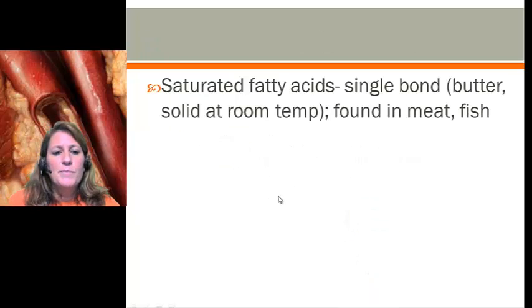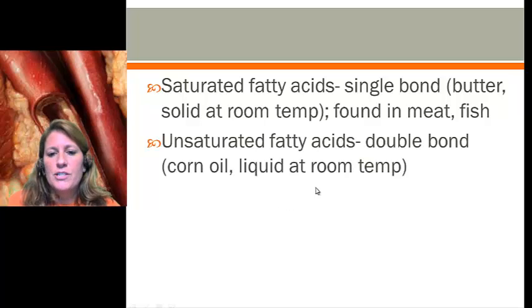Now there are 2 types of fatty acids. There are saturated and unsaturated. And it depends if it's at room temperature a solid or a liquid, so a saturated fat would be like a stick of butter at room temperature. And you find that in your meat and your fish. I'll come back to the bonds in just a second. The unsaturated fats would be a liquid at room temperature, any of your oils.